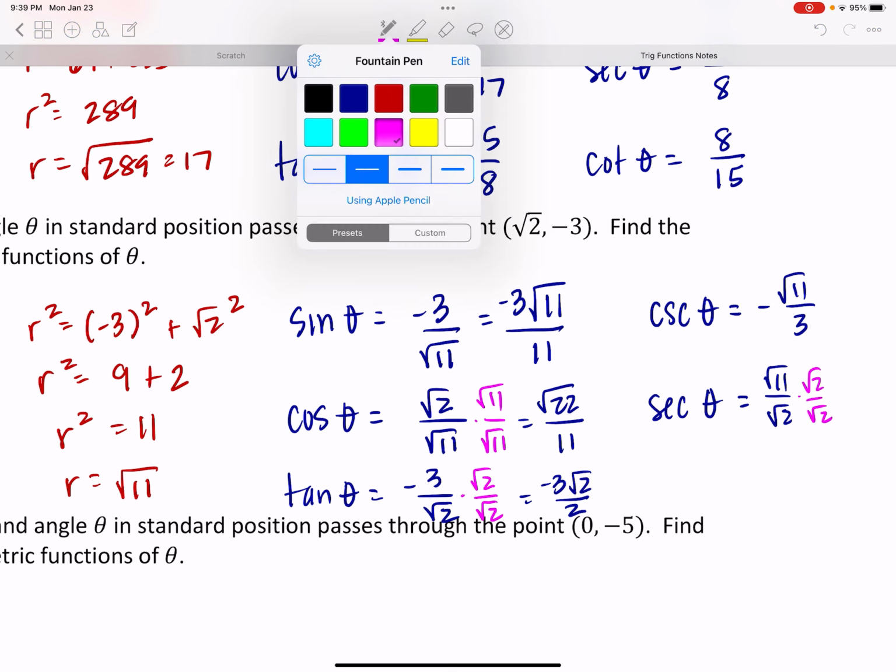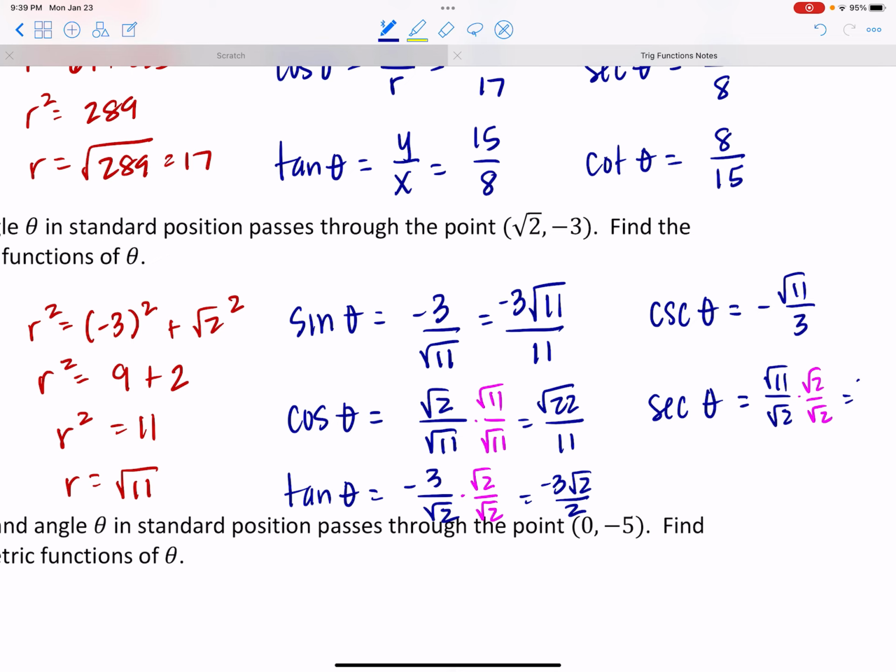I'm going to end up with radical 20. Did I flip that? I sure did. Radical 22 over 2. Oh, I thought I was getting the same answer. I'm so sorry. Don't mind my pauses.